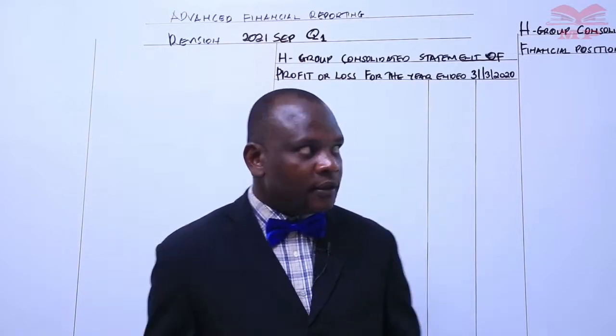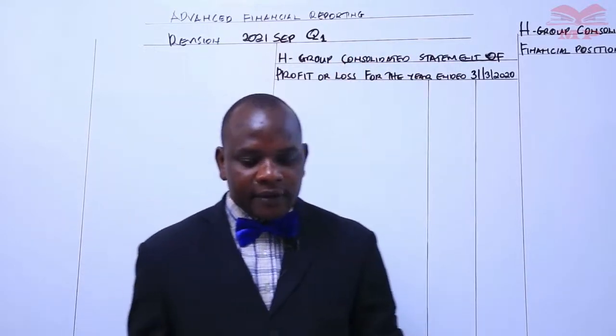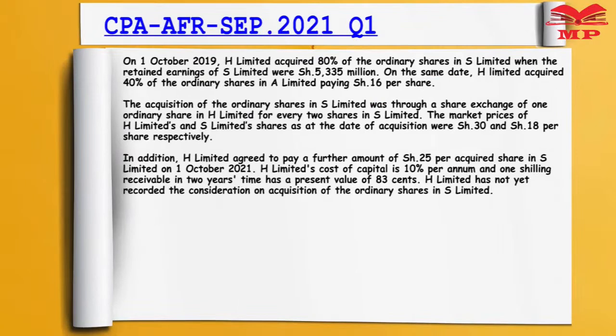I'll read through. Question 1. We'll start with question 1 as indicated on the board. On 1st October 2019, H Limited acquired 80% of the ordinary shares in S Limited when the retained earnings of S were 335 million. On the same date, H acquired 40% of the ordinary shares in A Limited, paying 16 shillings per share. The acquisition of the ordinary shares in S was through a share exchange of 1 ordinary share in H for every 2 shares in S Limited.